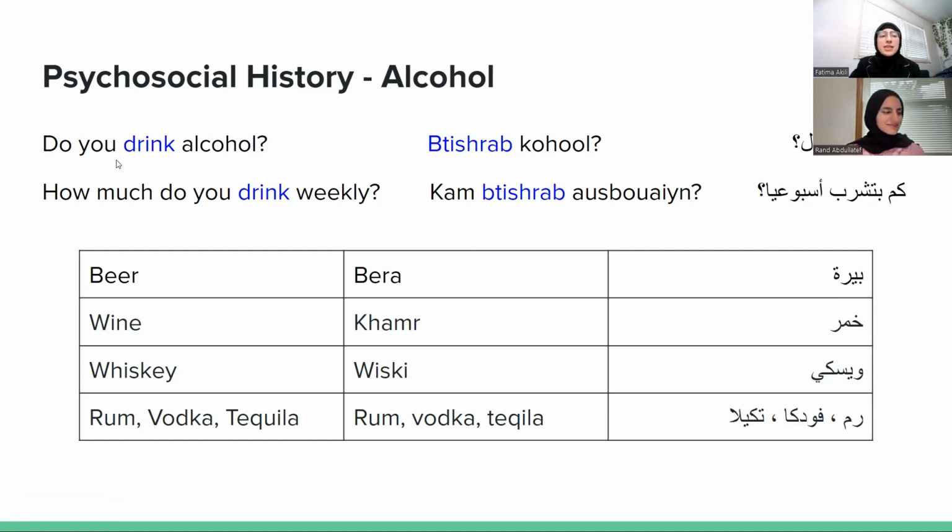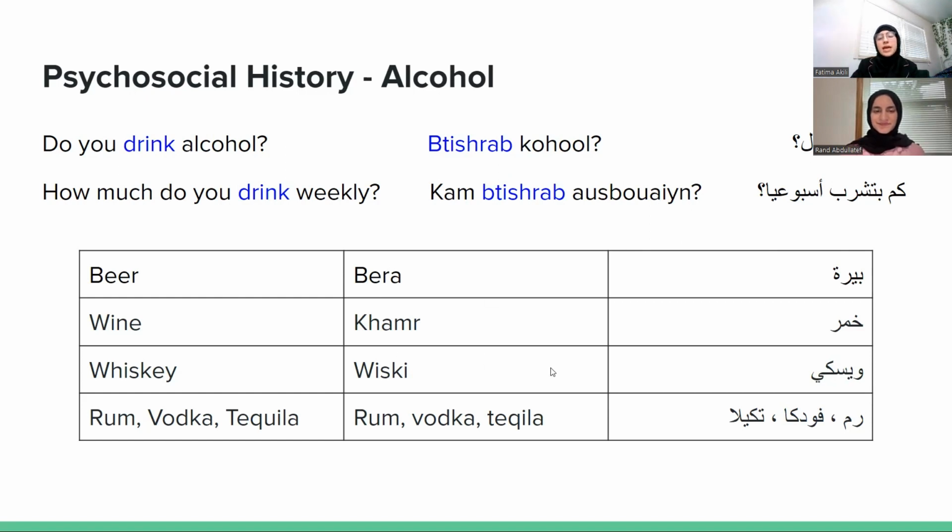So to start off by asking, do you drink alcohol? تشرب, again, going back to the BT, the action of the present tense, do you do? So بتشرب كحول, كحول is alcohol. تشرب, do you drink? So do you drink alcohol? تشرب كحول. How much do you drink weekly? كم means how much. تشرب, again, the same word, do you drink? أسبوعيا is weekly. So كم تشرب أسبوعيا is how much do you drink weekly.